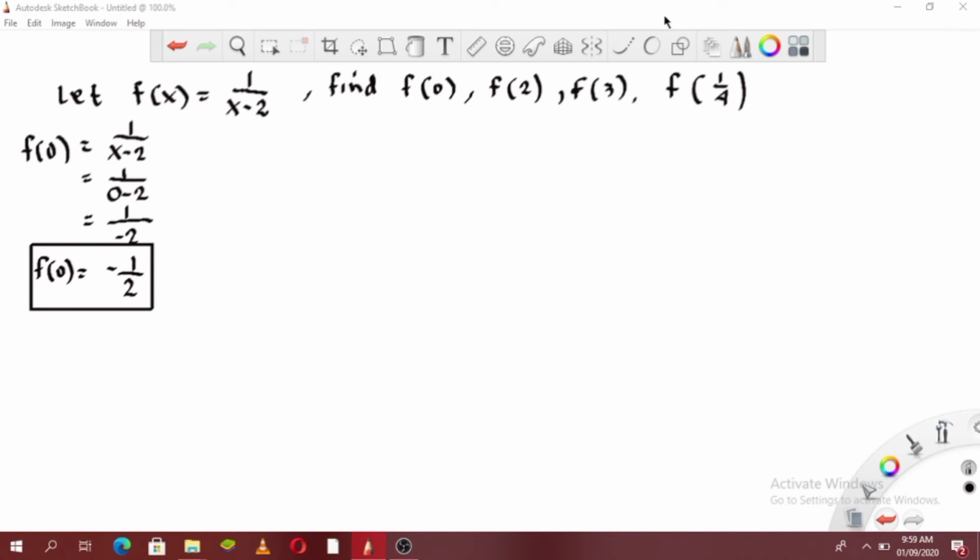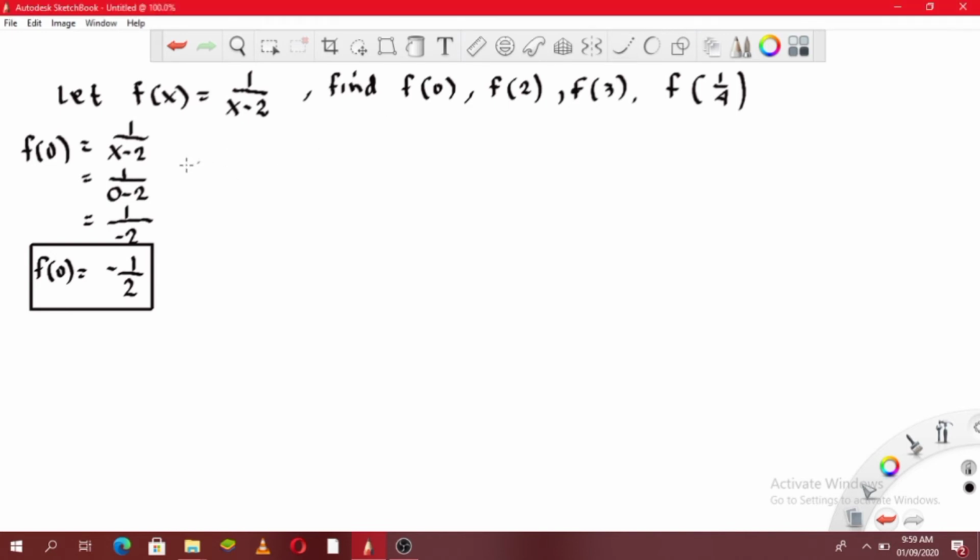Let's have another example, f of 2. Dito na lang sa baba. So, f of 2. Again, we have 1 over x minus 2. So, papalitan ang x ng 2. This will become 1 over 2 minus 2. So, the answer will be 1 over 2 minus 2 is 0.